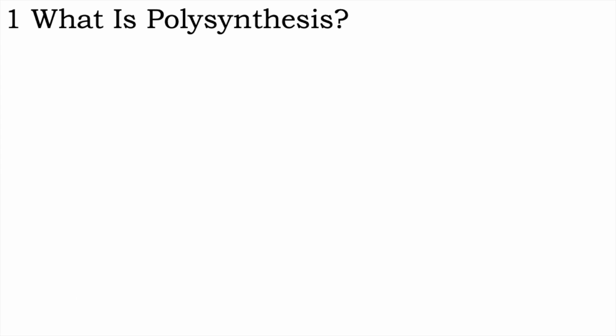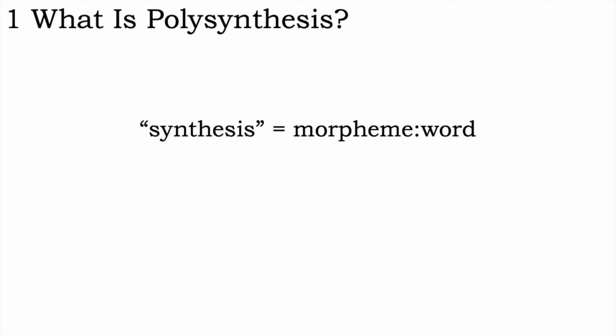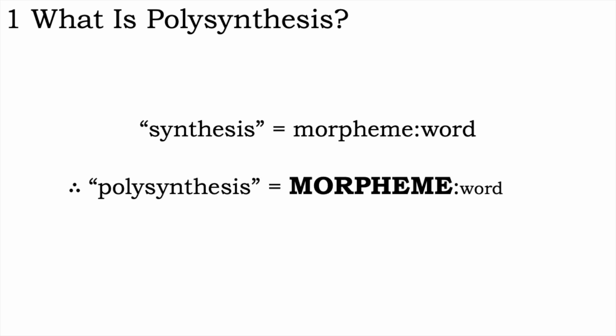What is polysynthesis? Let's start with the basics. What does it mean to say that a language is polysynthetic? It's a rather vague term and has been used in different ways by different people. Since synthesis refers to the general ratio of morphemes per word in a given language, ultimately all polysynthetic means is that a language has a large number of morphemes per word.